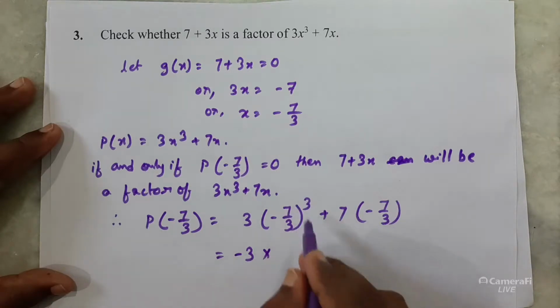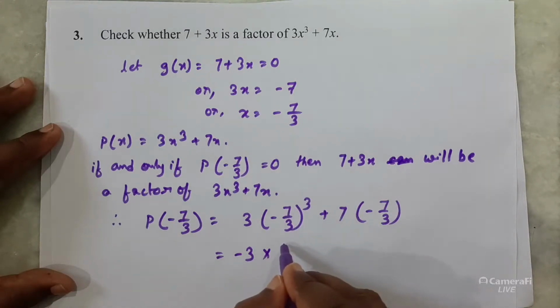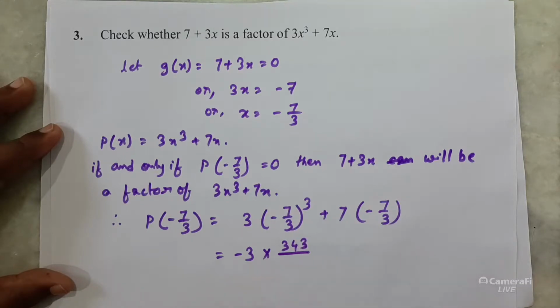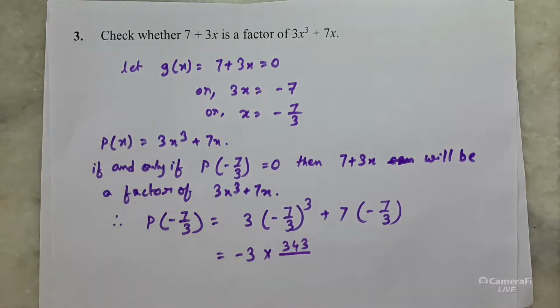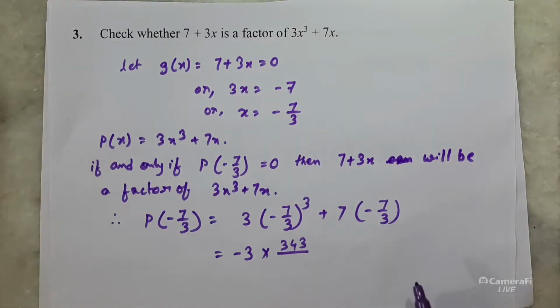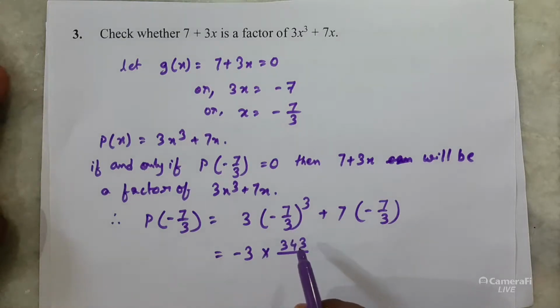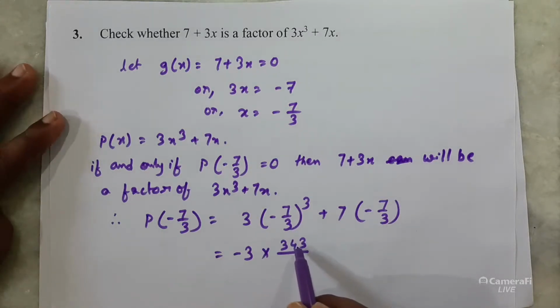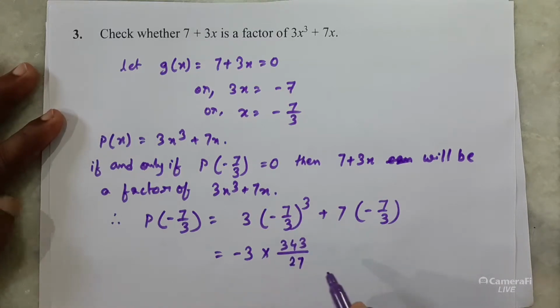Okay, so 7 cube means 343. Remember, I have already told you in your very first video lesson that you should remember 1 to 10 cubes and 1 to 25 squares. That will be better for our calculation. Like here, 7 cube, we don't have to calculate. If you know already, then we can directly write that 7 cube is 343, 3 cube is 27.